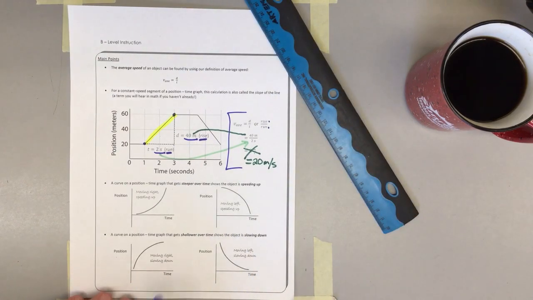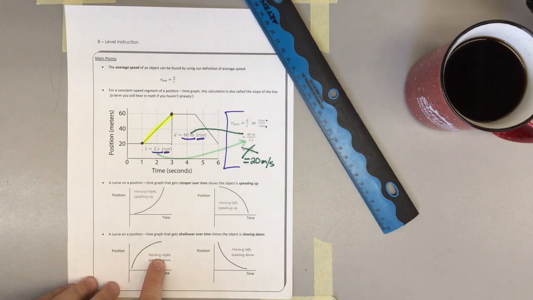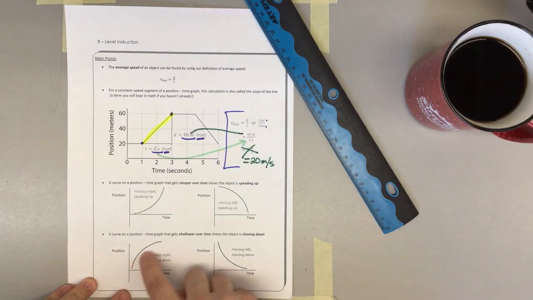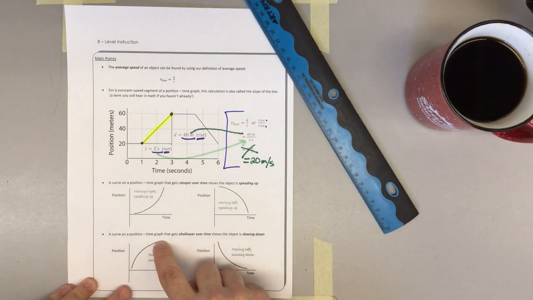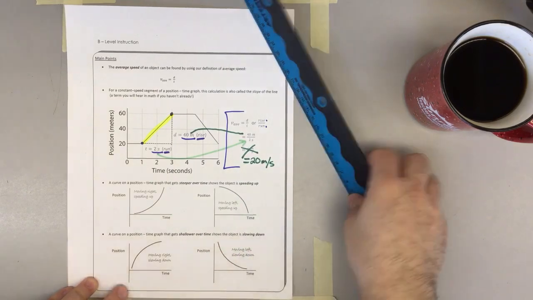The other options: a curve on a position time graph that gets shallower over time shows that an object is slowing down. So let's get the easy parts out of the way. This graph here is moving to the right. We know that because in general we are moving up and to the right. While this graph is moving left. How do we know that? We are moving down as we move to the right. So going down and to the right means we're going left.